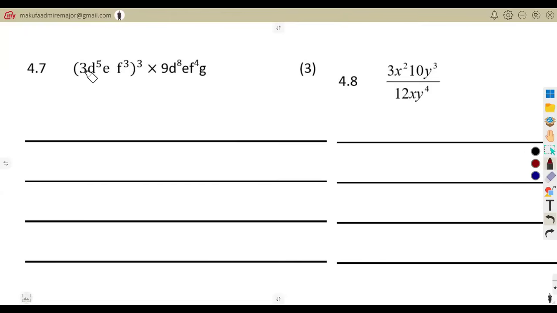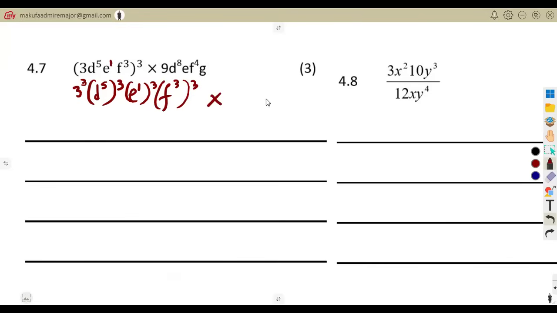All right, so there we have got 3d to the exponent of 5, then e, f to the exponent of 3, raised to the exponent of 3. Every term is going to be affected by this exponent of 3. Every term, 3 is going to be raised to the exponent of 3. The d, everything is going to be raised to the exponent of 3. So it is going to be 3 to the exponent of 3, d to the exponent of 5 raised to the exponent of 3. E is 1, so it's e to the exponent of 1 times 3. The f is also going to be raised to the exponent of 3. Everything.